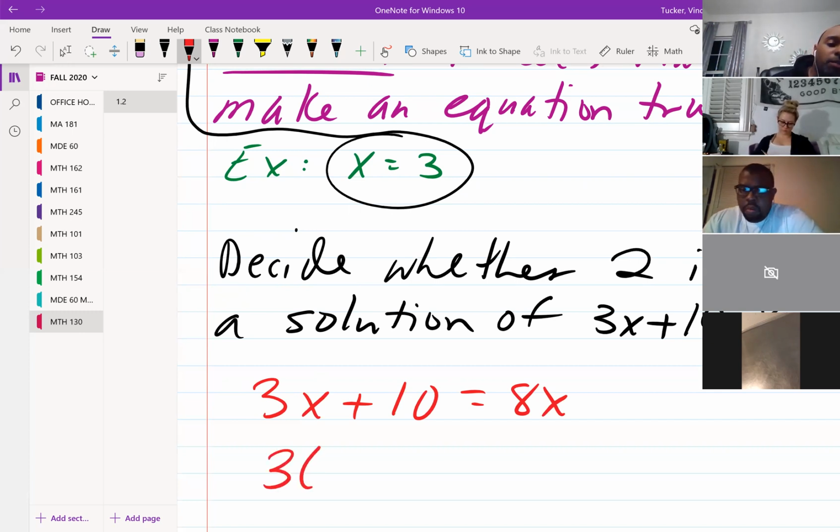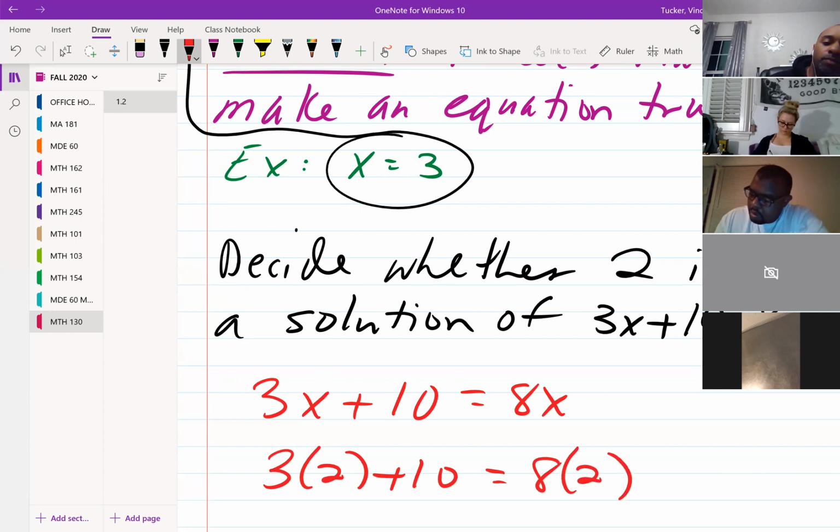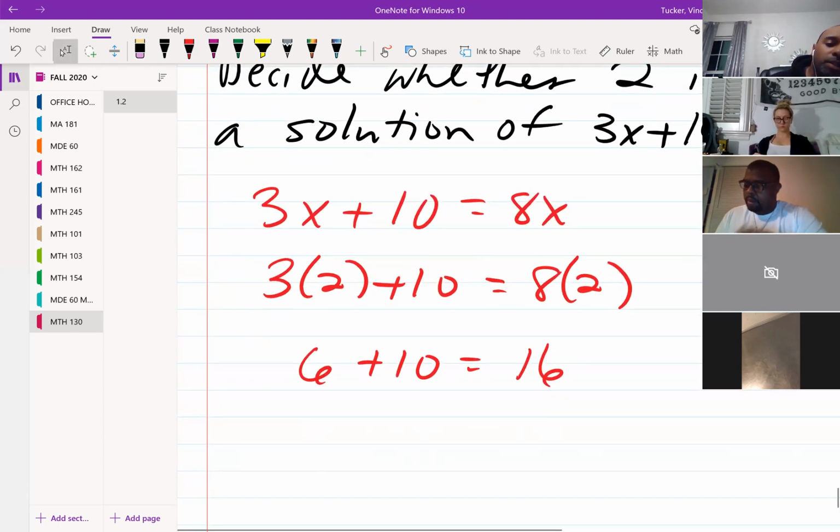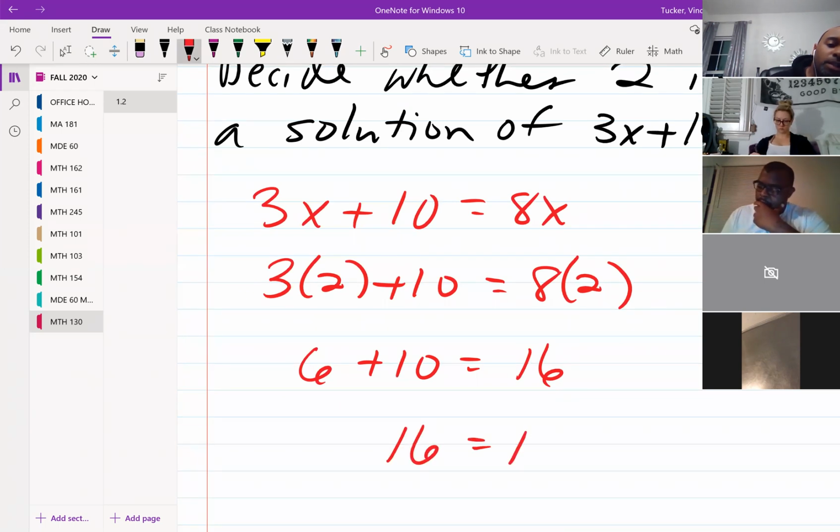So that's 3 times 2 plus 10 equal to 8 times 2. On the left side, 3 times 2 is 6 plus 10. On the right side, 8 times 2, 16. Then on that left, 6 plus 10 is 16. Notice we have 16 equal to 16. And the answer is yes, it is a solution.